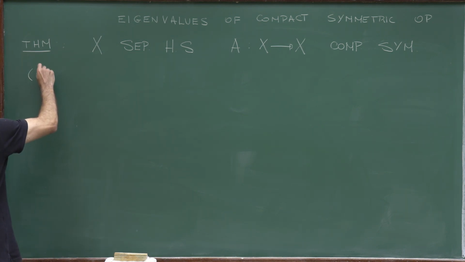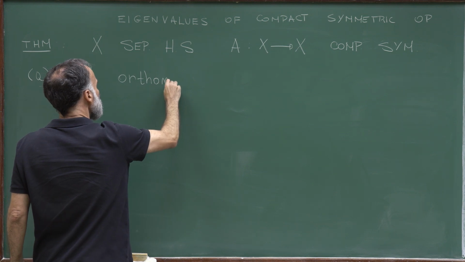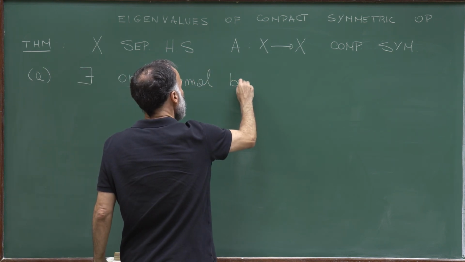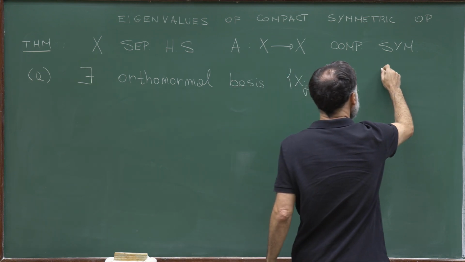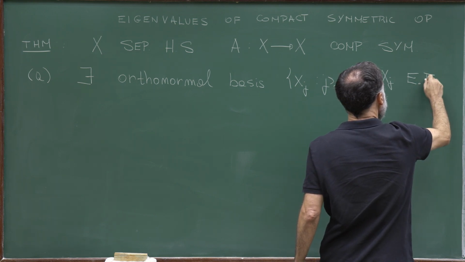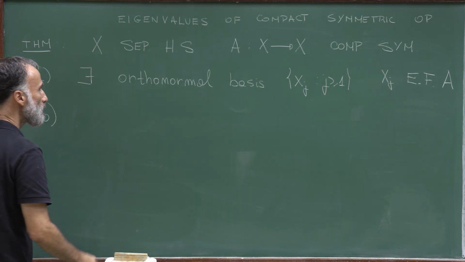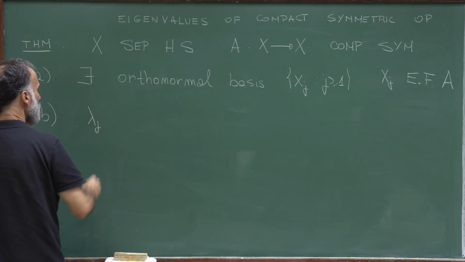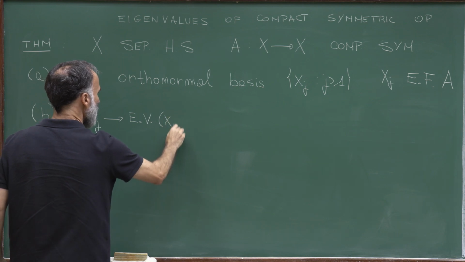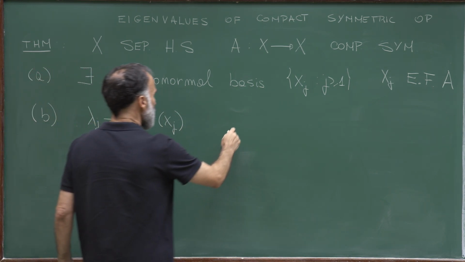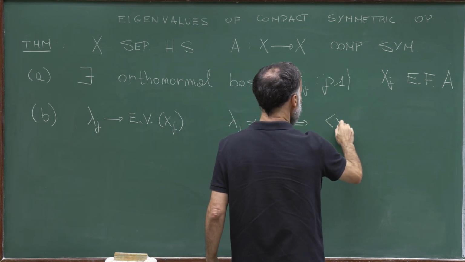Then what I claim first is that there exists an orthonormal basis xj of eigenfunctions. So each xj is an eigenfunction of my operator A. That's the first claim. Then the second claim is, let me call lambda j the eigenvalue associated to the eigenfunction xj. If lambda j is different from lambda k, then xj and xk are orthogonal.